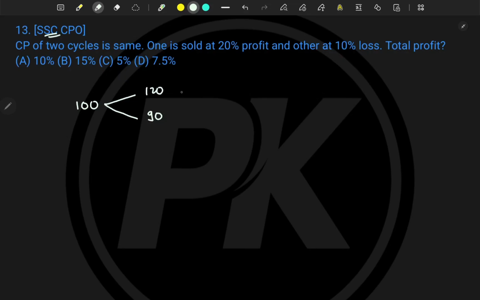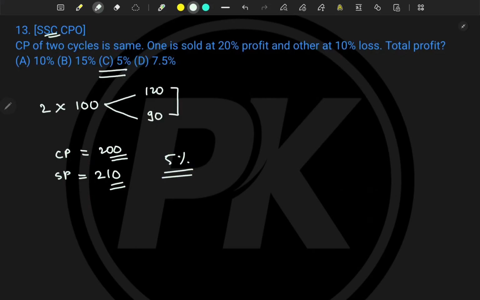What is the total profit, right? There were two cycles. That means the cost price for two cycles is 200 rupees. Selling price for two cycles is 120 plus 90, that is equal to 210. So if the cost price was 200 and selling price was 210, net profit is 5%. It is a very straightforward problem, right? Then option C is correct. So let's move on to the next problem.